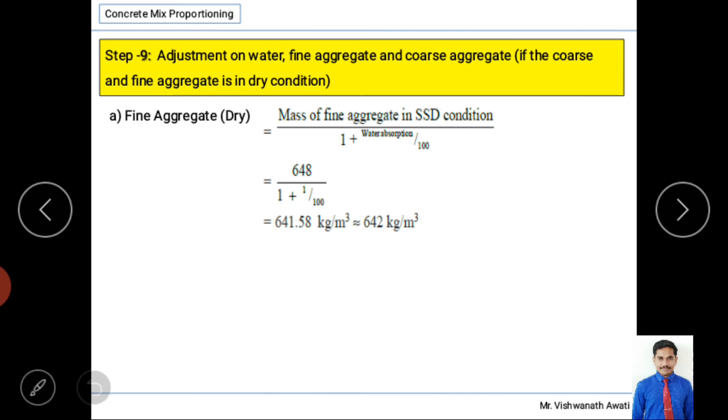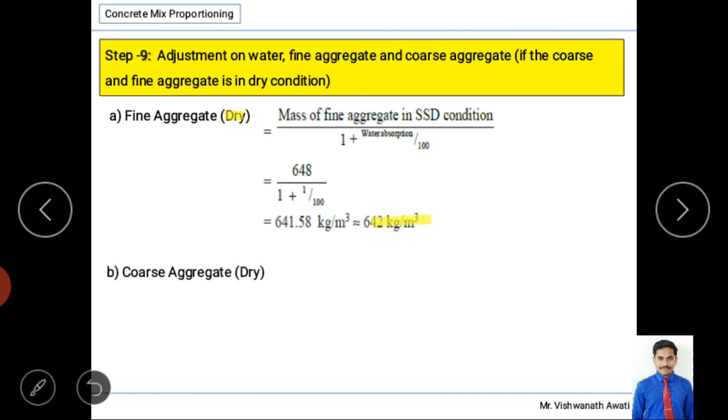Then if you calculate, you will get fine aggregate in a dry condition is 642 kg per meter cube. Earlier it is how much? 648 with a moisture condition, but here it is 642. Means how much is the reduction? Almost 6 kg of fine aggregate is reduced. Correct, in a dry condition.